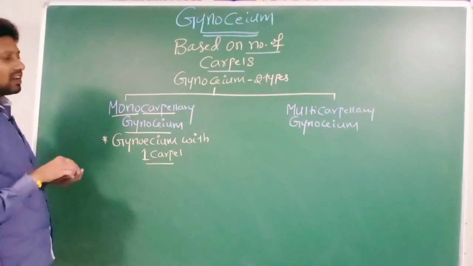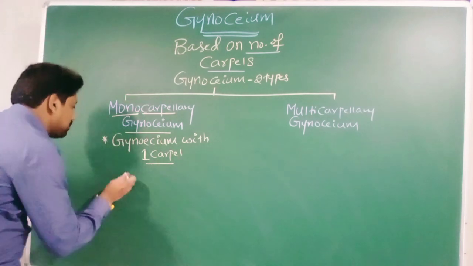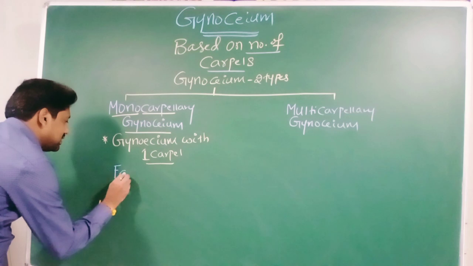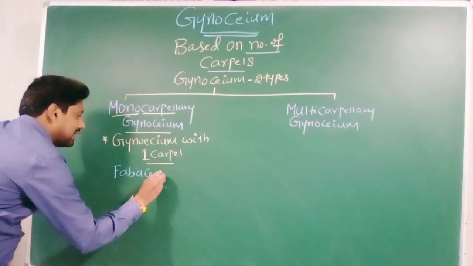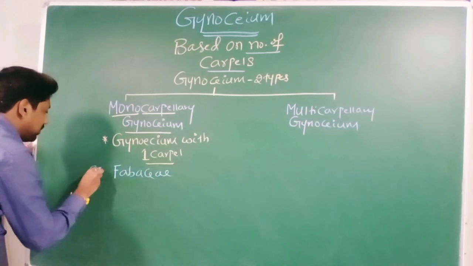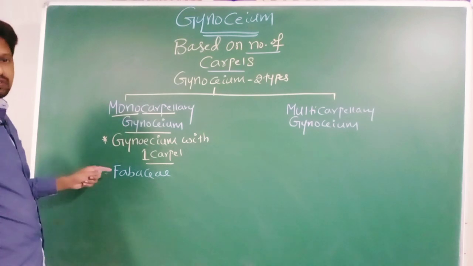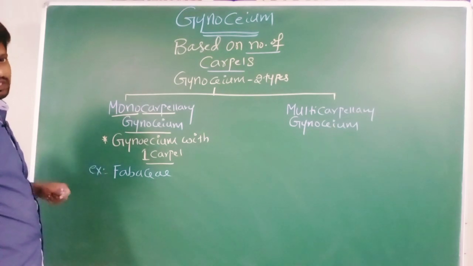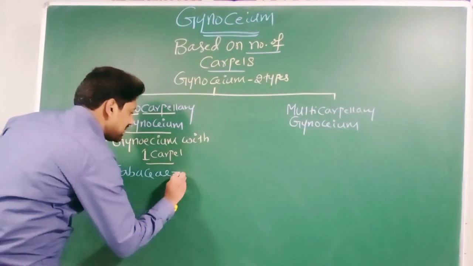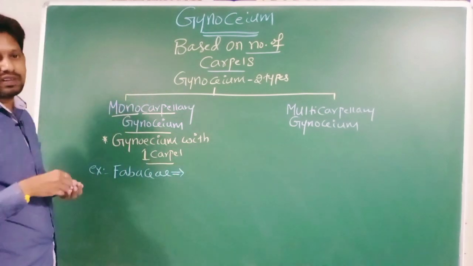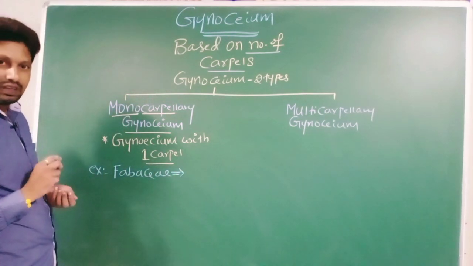Okay, right? Sir, monocarpillary Gynecium, best example, Fabaceae family. It means you can take any plant from the Fabaceae family. In case of Fabaceae family, how many carpels are present? One carpel is present.